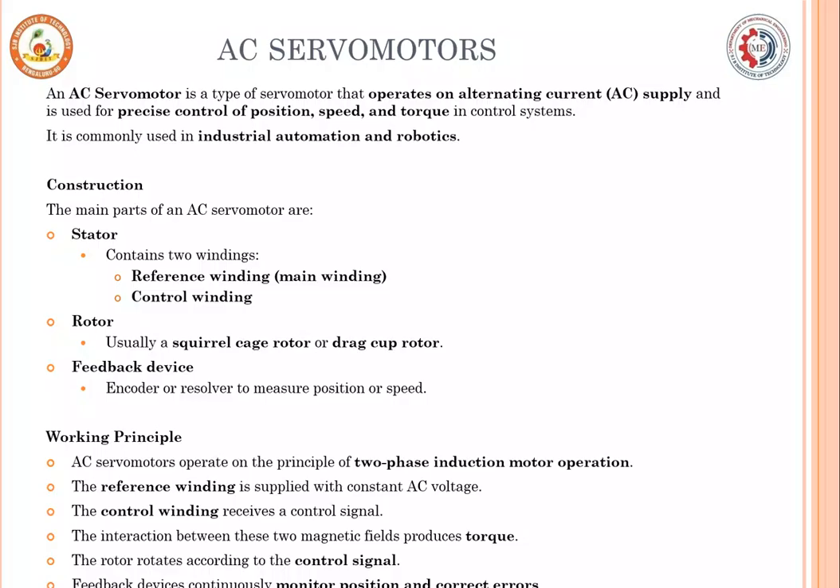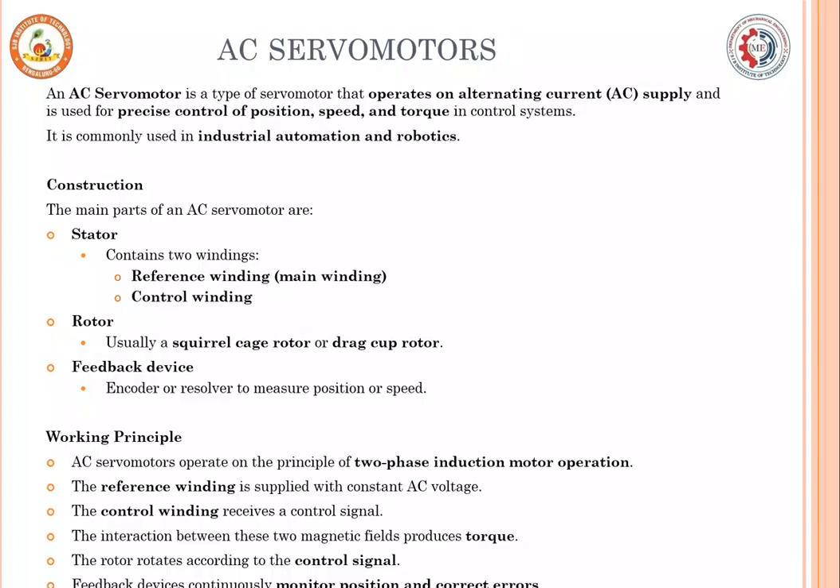The AC servo motor is a type of servo motor that operates with an AC current supply. It is used for precision control of position, speed and torque in control systems, and is widely used in industrial automation and robotics. The main parts are a stator, a rotor, and a feedback device. The stator has main windings and control windings. The rotor is a squirrel cage rotor or a drag cup rotor. An encoder gives feedback about the position or speed.